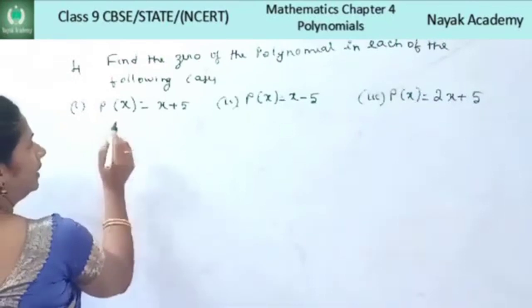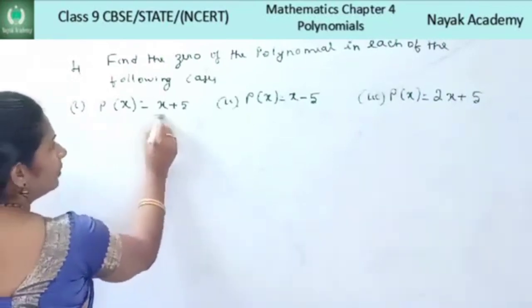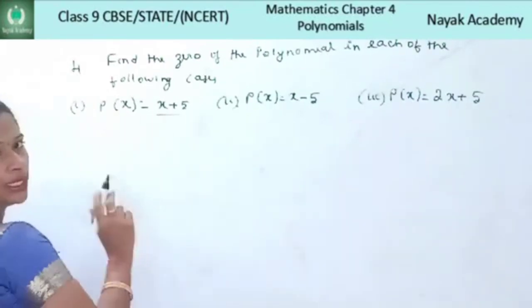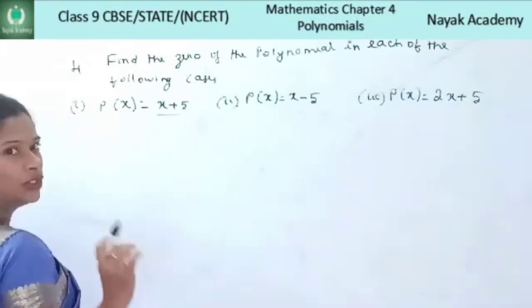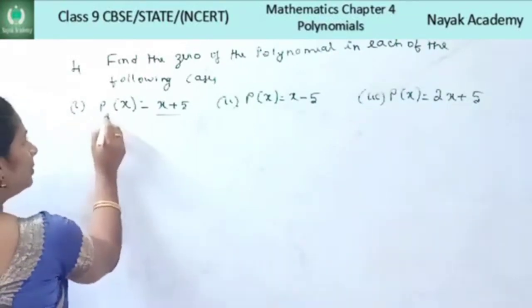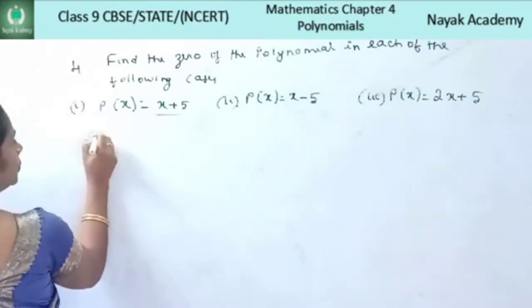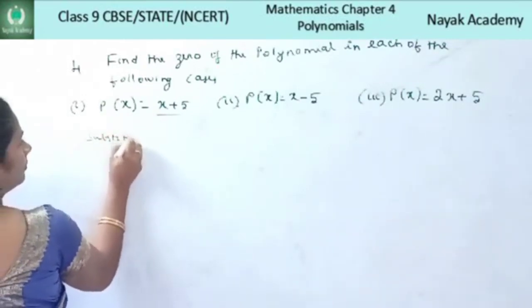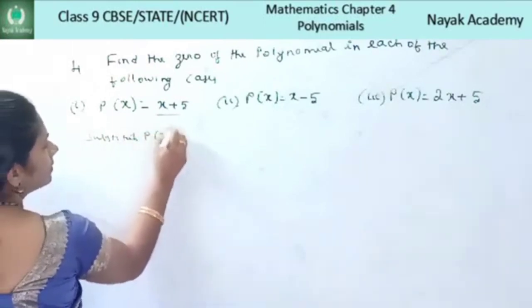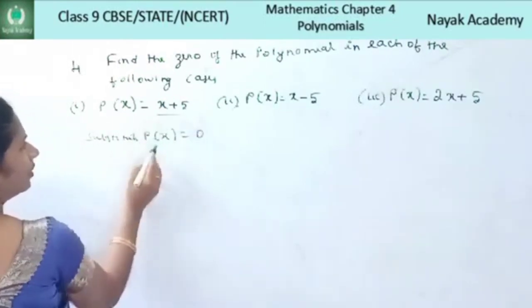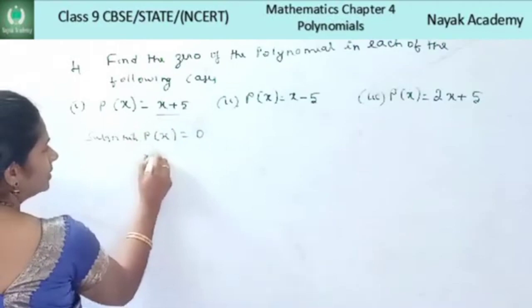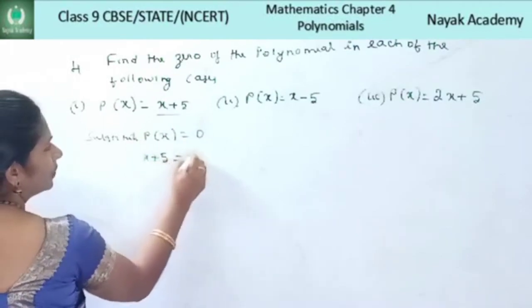Now we have to find the zeros of the polynomial p of x is equal to x plus 5. So for that what we need to do, children? Substitute p of x value as 0. What is the p of x value, children? Here it is x plus 5. It is given. Put equal to 0.